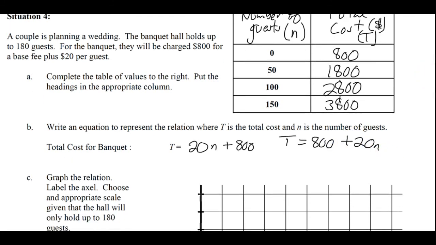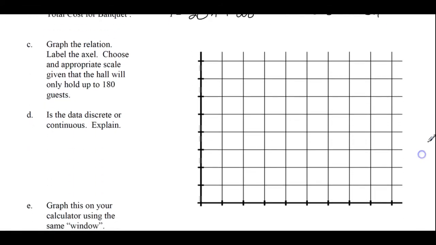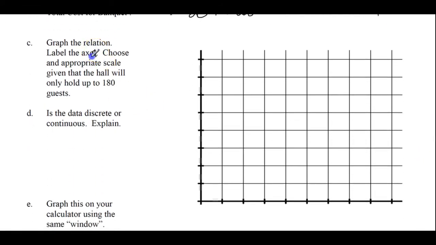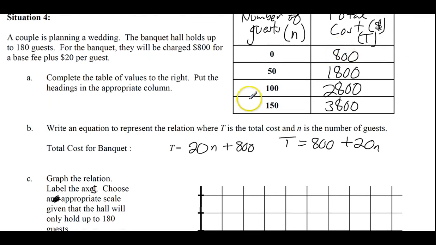We can graph this, labeling the axes. Choose an appropriate scale, given that the hall will only hold up to 180 guests. So let's look back. What is our independent variable? It will be the number of guests, and we have to go as high as 180.